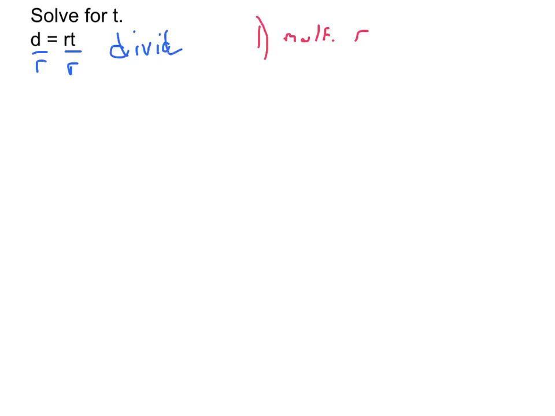Divide by r. And so on the left side, d divided by r, nothing to simplify there. On the right side, the r's will cancel, leaving me with just 1t. And that's it. And we're done.